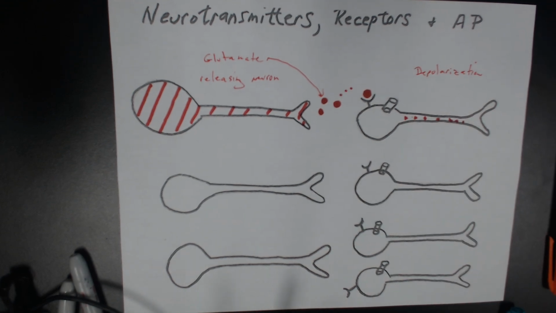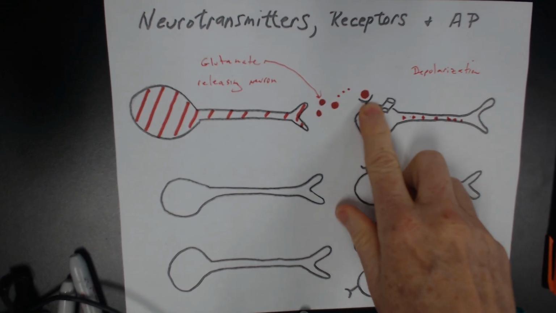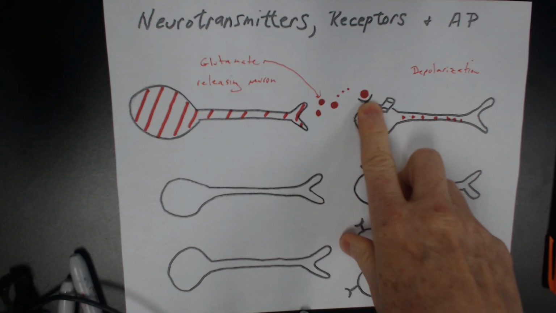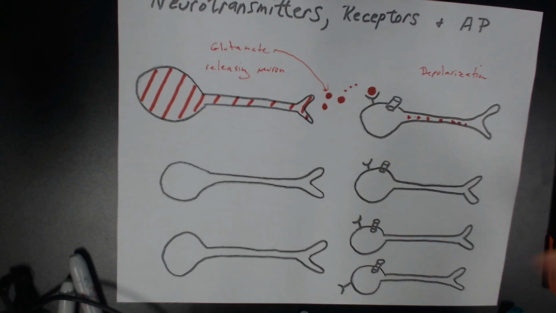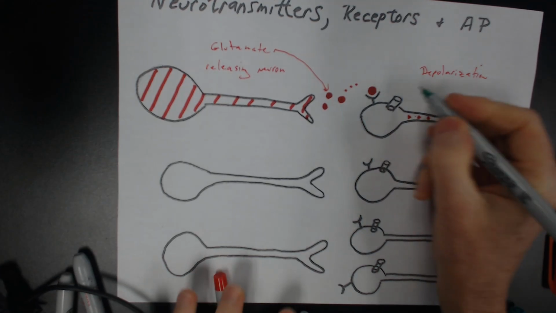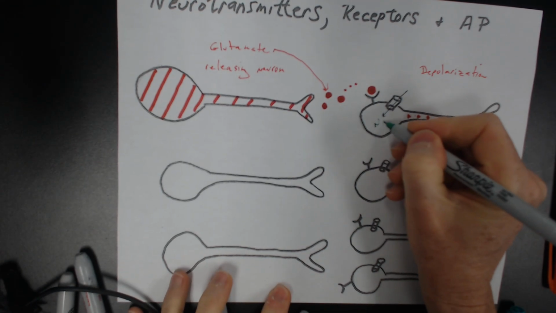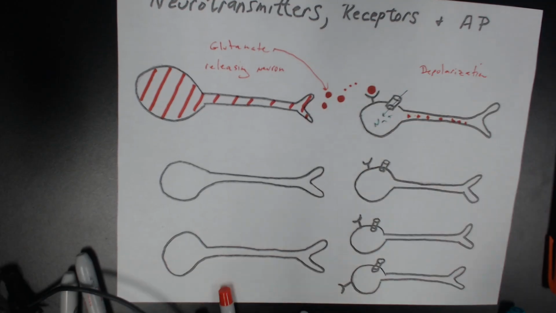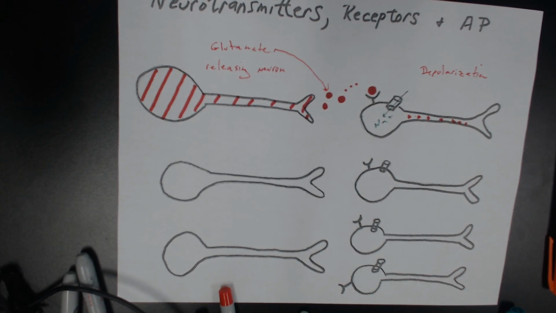So binding of glutamate by the postsynaptic neuron is going to cause an influx of sodium. Let me make it a different color. You're going to have an influx of sodium into the cell, and that sodium is going to cause depolarization of the next neuron in sequence.